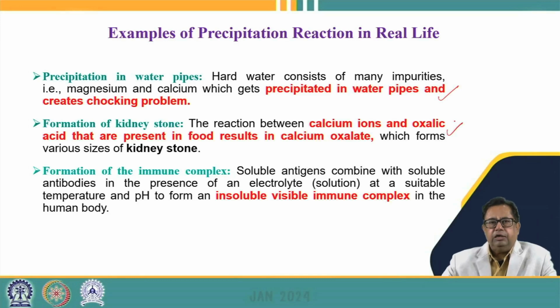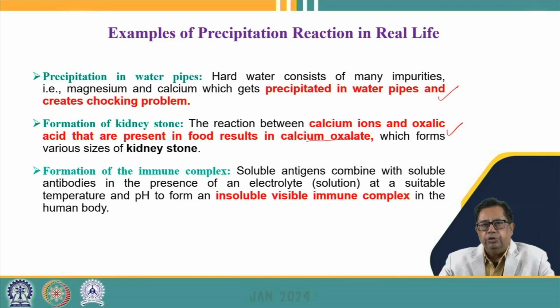We have also seen that the formation of kidney stones can take place in our body, where calcium ions and the oxalic acid present in food may result in a precipitation reaction and form calcium oxalate. This calcium oxalate can go into the kidney and form a kidney stone.